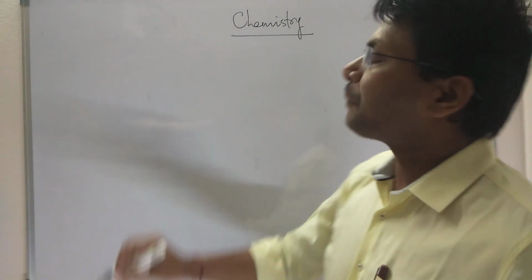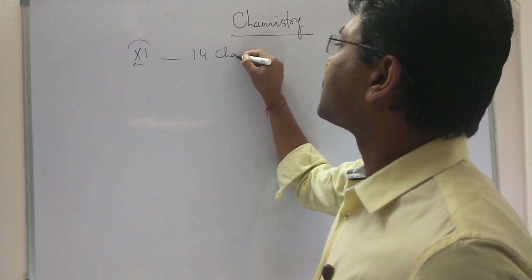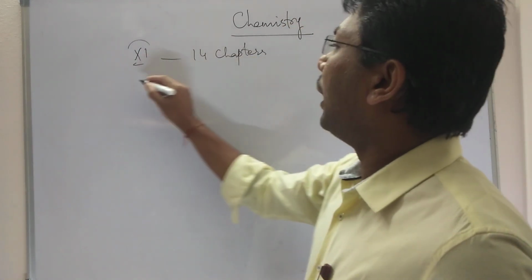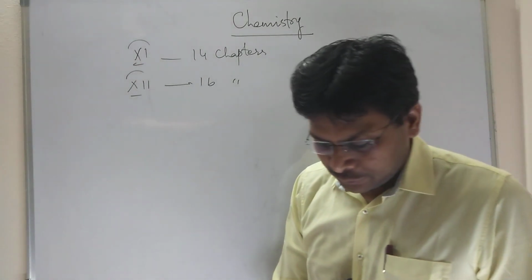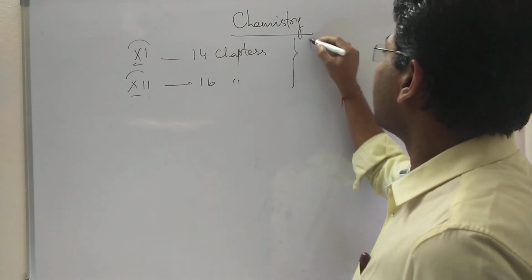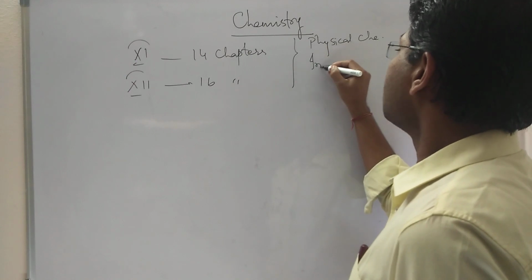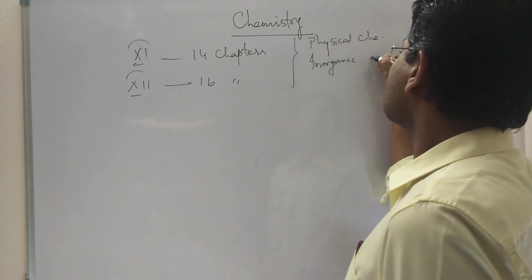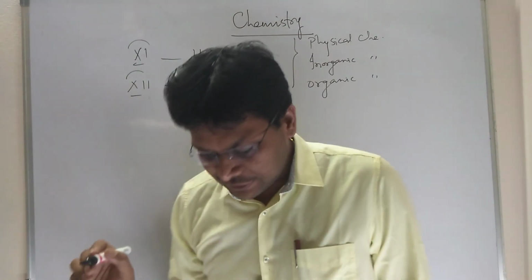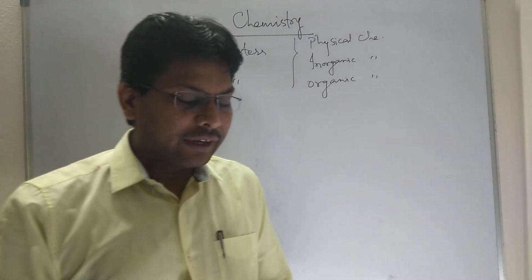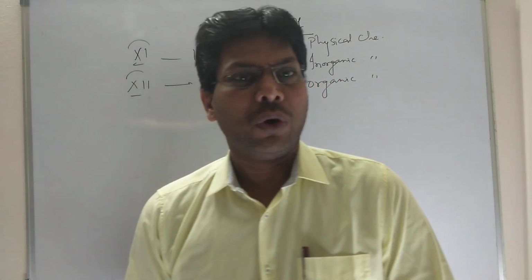If you see chemistry, in 11th you have 14 chapters and in 12th you have 16 chapters. Generally you have to study physical chemistry, inorganic chemistry and organic chemistry. In this video I will discuss how you can target at least 30 questions in the given time, like 20 days or whatever odd days are left.